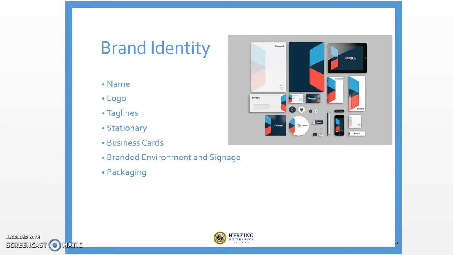So brand identity is the name, the logo, any sort of taglines that help describe the company. Stationery, as you can see up to the right here, all those printable materials, such as business letters that go to other businesses and the public, are always branded onto a letterhead that has the company logo and all that good stuff we've talked about. Business cards as well. Branded environment and signage could be their stores, any signs out there in the public or on the stores, and packaging of their products.